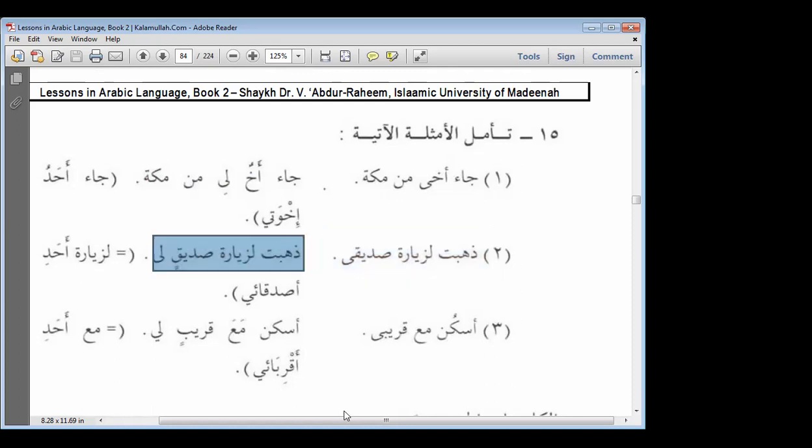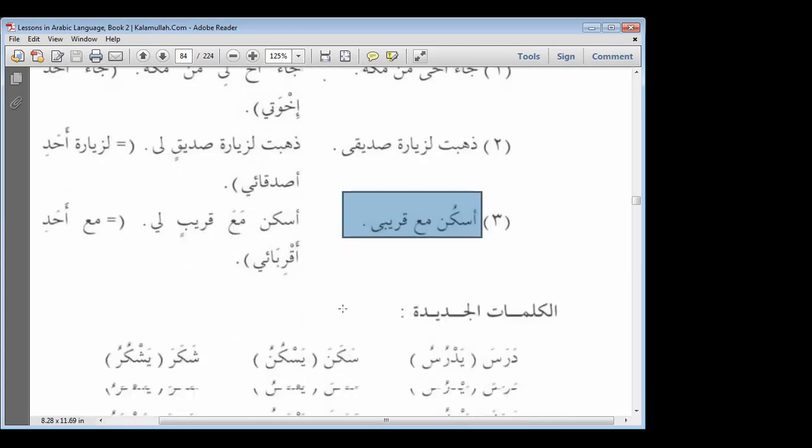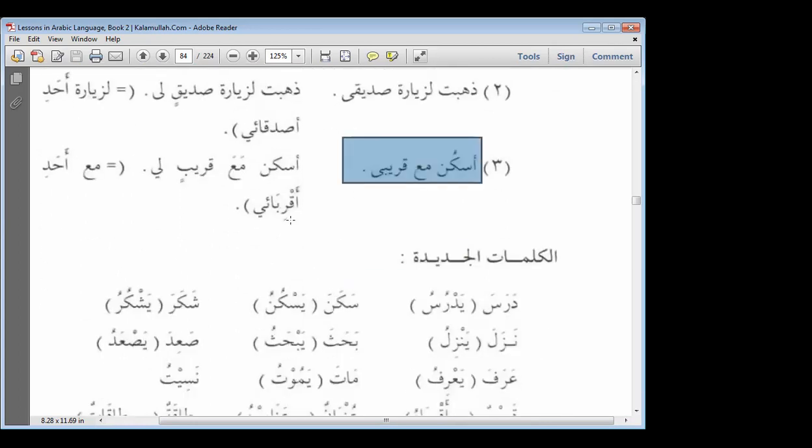We have Dahabtu li ziyarati sadiqin li. I went to visit a friend. A friend, indefinite. I went to visit a friend of mine. And we see here, Askunu ma'a qaribi. I live with my relative.